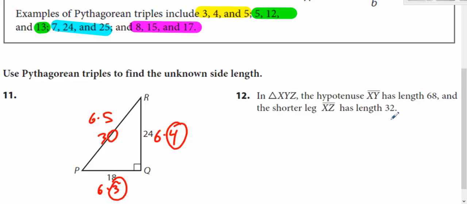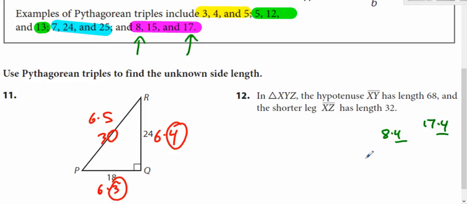For 32, if we divide by 2, we get 16. 68, we divide by 2, we get 34. We can divide by 2 again to simplify that further. We get 8 and 17. So we divided by 4, essentially. 32 divided by 4 is 8. 68 divided by 4 is 17. So that means our multiplier is 4, and our Pythagorean triple is the 8, 15, 17.